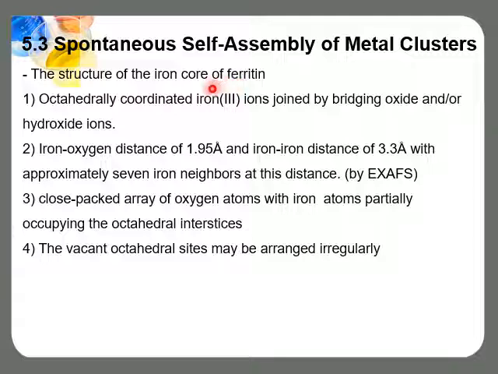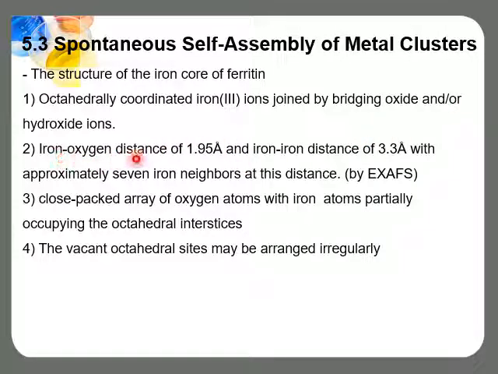Inside the ferritin, there exists an iron core. It's not a perfect iron oxide. It's a kind of hydrated iron oxide. It's more like a cluster. So in the cluster, the iron is octahedrally coordinated, and those ions are joined by bridging oxide or hydroxide ions.